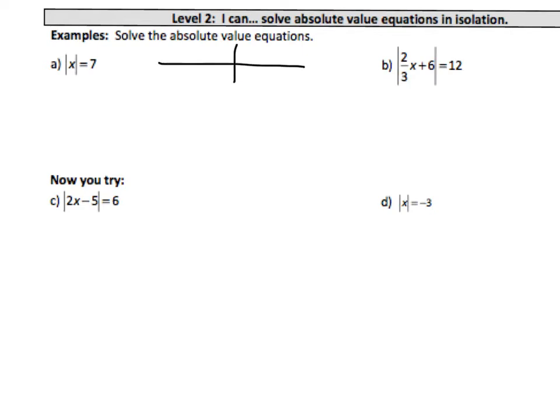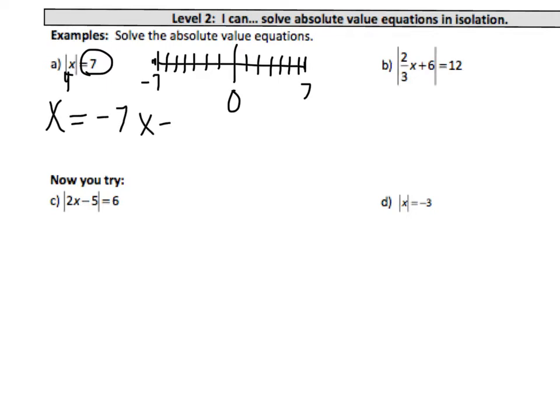So if I have a number line and I'm at 0, what this is saying is, what two numbers are 7 units away? This could be a positive 7 or a negative 7. 1, 2, 3, 4, 5, 6, 7. So this variable in the absolute value could be 7 or it could be negative 7. So we need to list both as our answers.